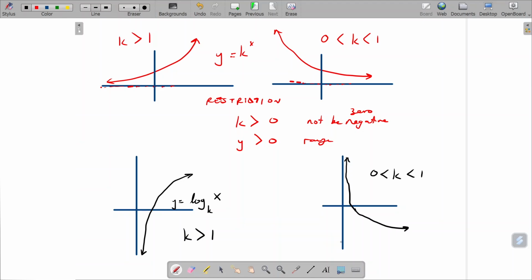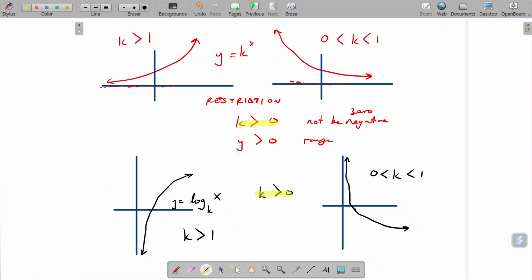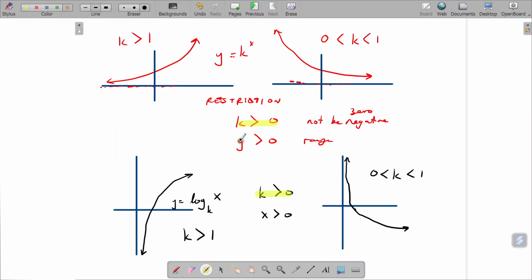So again, you can see there's a restriction. The restriction here is that k has got to be greater than 0. This restriction should not surprise you. It is the same restriction as we had here. But again, there is a second restriction. What we might notice here is that in this case, the graph is always to the right-hand side of the asymptote, and so in this case, x is greater than 0. And that maps quite neatly to what we saw earlier over here.